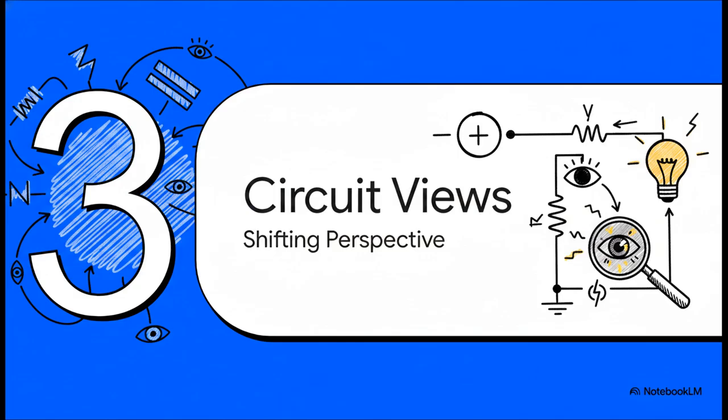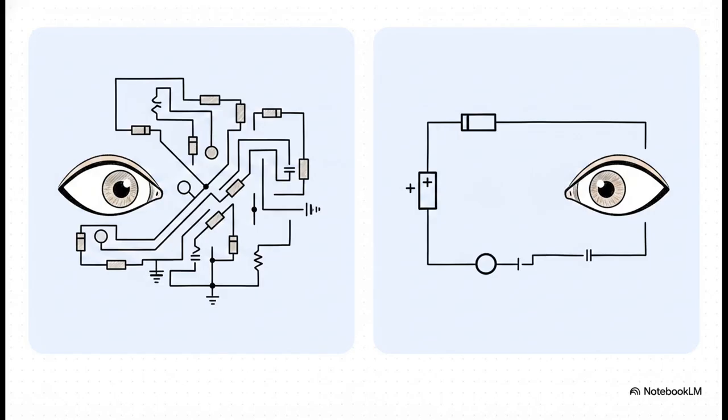All right, Section 3, two views of the circuit. So there is the circuit which the current sees, which is the full, complex electric circuit with all of its parallel and series branching components. To the current, the whole thing is basically a giant maze to navigate.